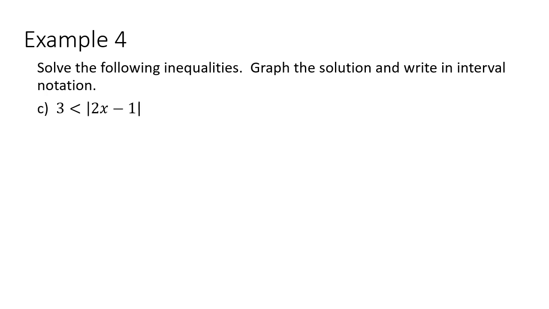For part C, we've got 3 less than absolute value of 2x minus 1. For the sake of the setup, I think it really helps to have the absolute value on the left. So I'm just going to swap the order of this and write absolute value of 2x minus 1 is greater than 3. So try pausing the video here and see if you can find the solution to part C of example 4.